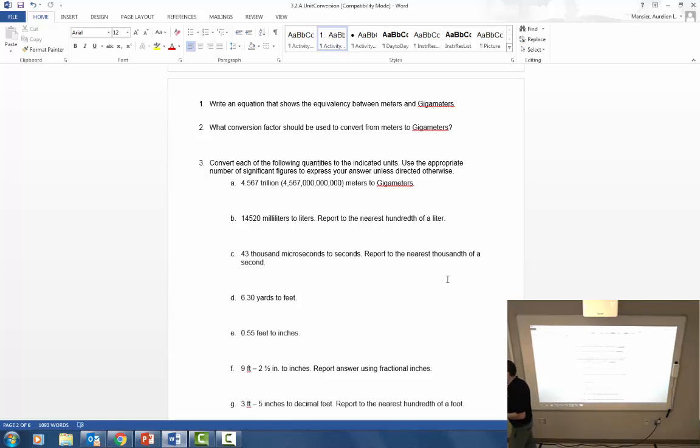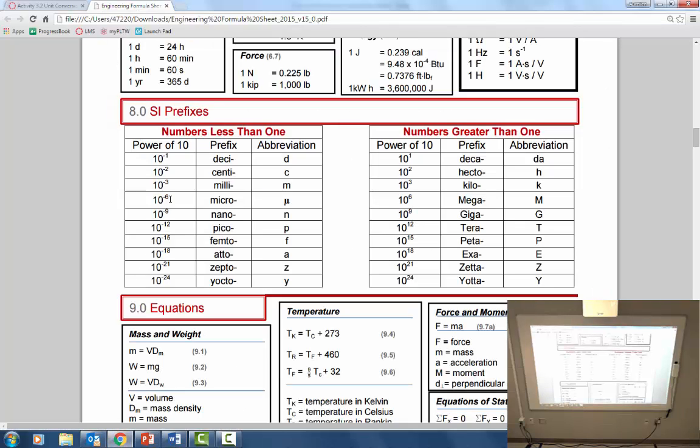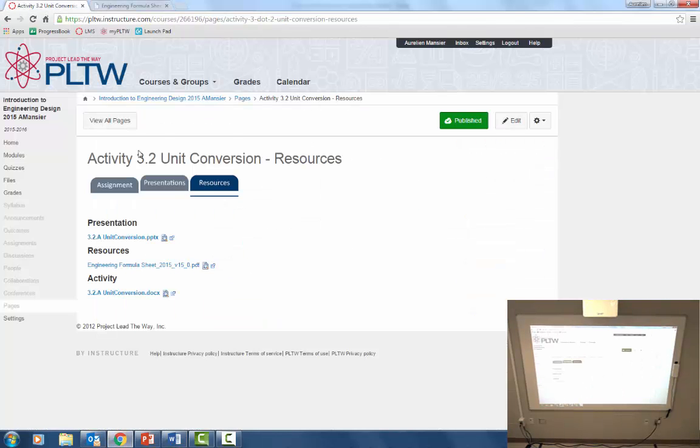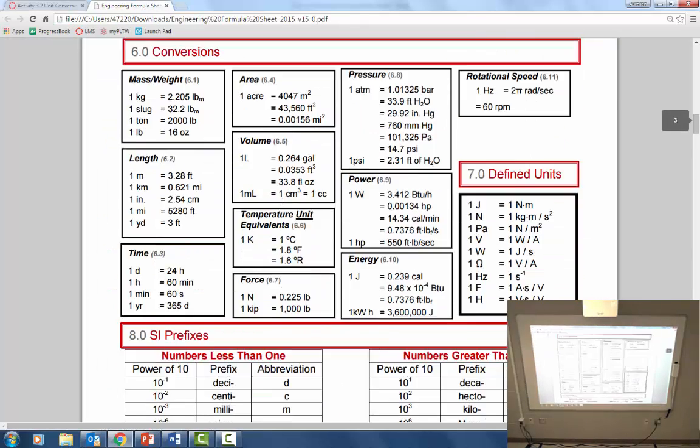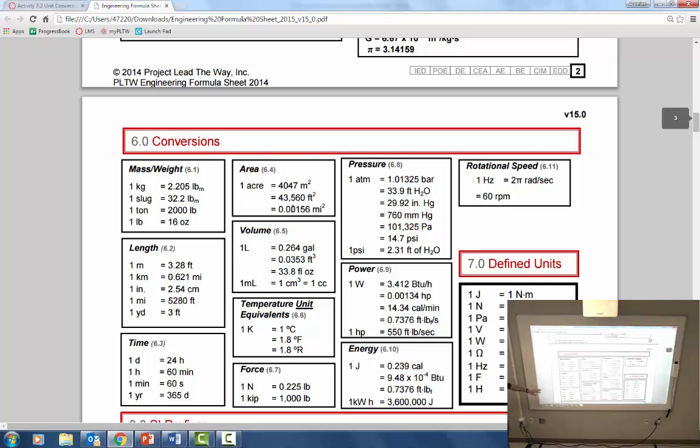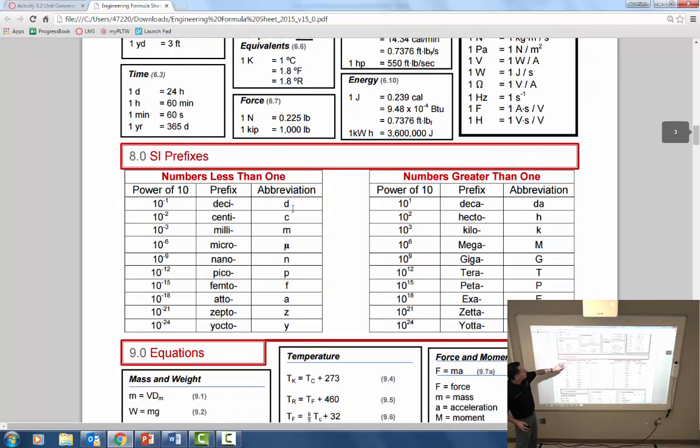Okay? There is a formula sheet for you guys to use on this. I actually loaded it in the activity itself. So if you go to 3.2 unit conversions, there's resources and you can pull up the formula sheet. And on the formula sheet, we want the third page. The third page has all of the conversions on it between systems, and then our prefixes or powers of 10 that you can use for this activity.